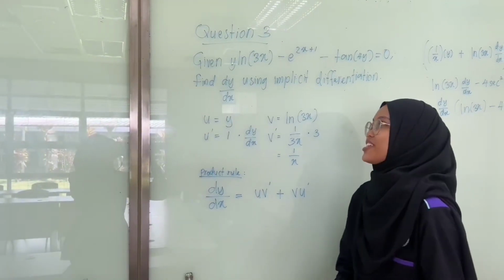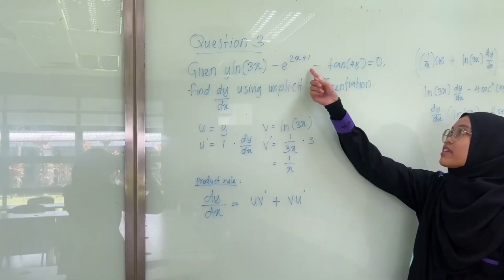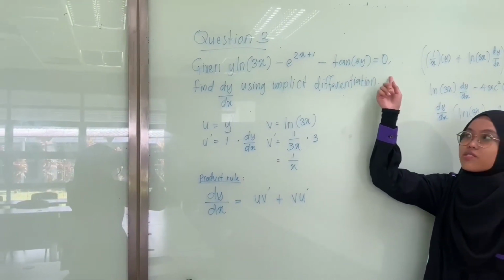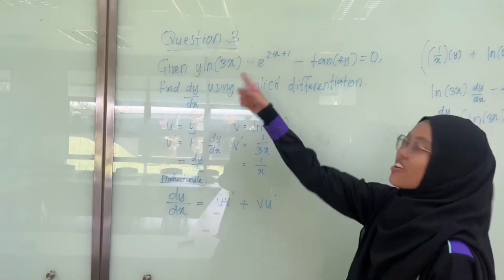Next, I will explain question 3. Given y ln 3x minus e to the power of 2x plus 1 minus tangent of 4y equals 0, find dy over dx using implicit differentiation. Firstly, we need to differentiate all of this with respect to x.